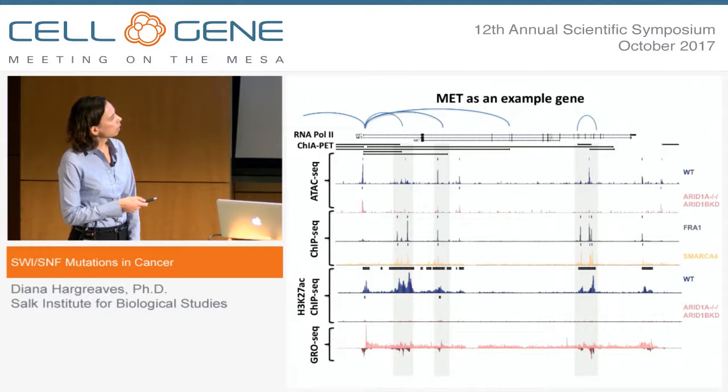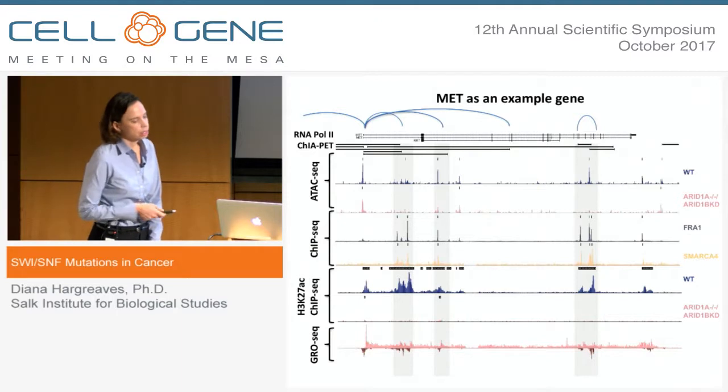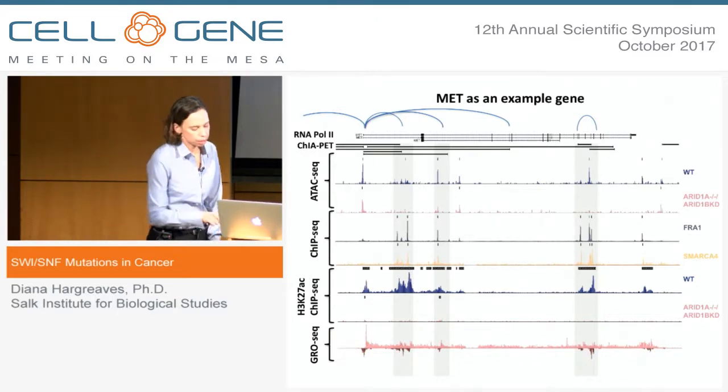In the absence of ARID1A and ARID1B, we see a complete loss of accessibility at these enhancers, but not really at the promoter, and a complete abolishment of K27 acetylation. And this does indeed affect both gene and protein expression.